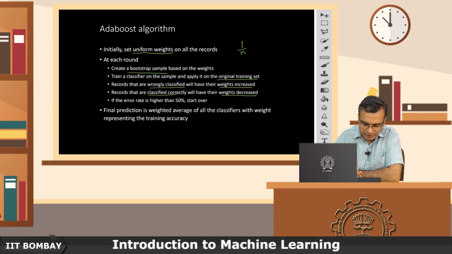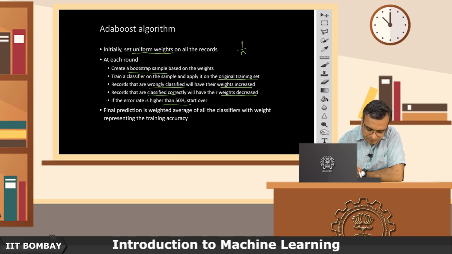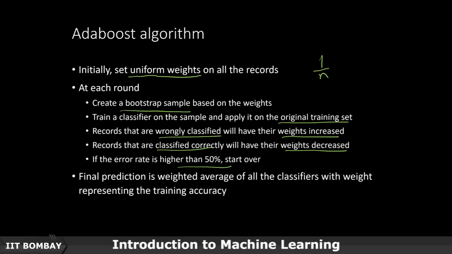If the error rate is higher than 50% or chance, then we will start over again. We will actually not even take this model into consideration. So the model has to be better than chance, which means it has to be a learner, at least a weak learner, and then we can actually put it in the kitty of models, in the group of models, and then we can combine it. So the final prediction is the weighted average of all the weak learners that we have trained in the previous rounds. Okay. And that will give us the final training accuracy.